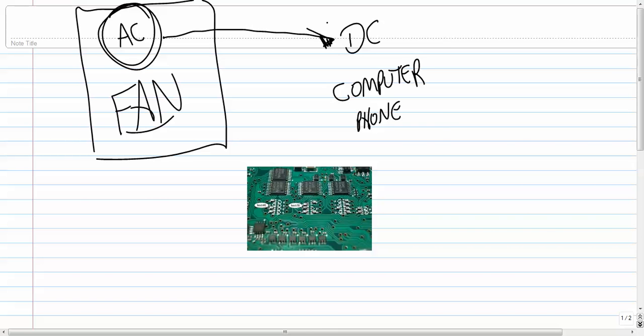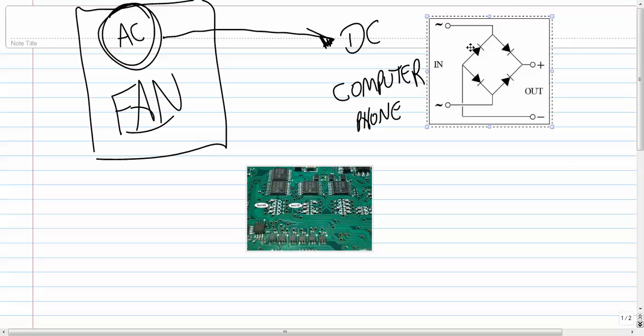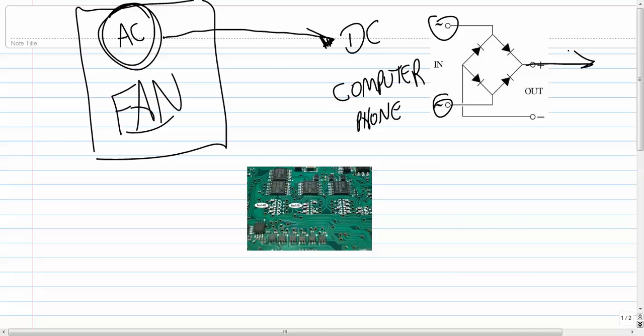So how do we do that? Well, there is a device called a rectifier. And this is the schematic of it, and for this video it doesn't matter if you know what that is, but I'll tell you that it takes in AC, which is always positive and negative, and it gives off a constant DC. Basically what it does is it turns alternating current into direct current.